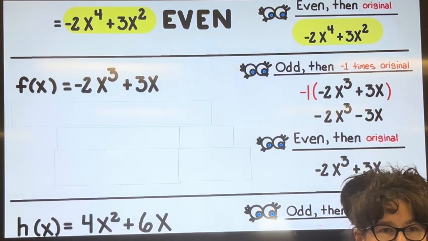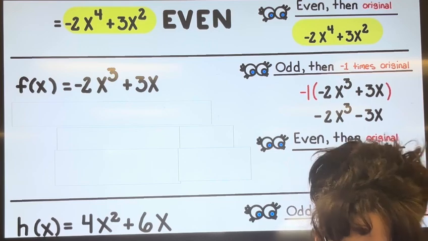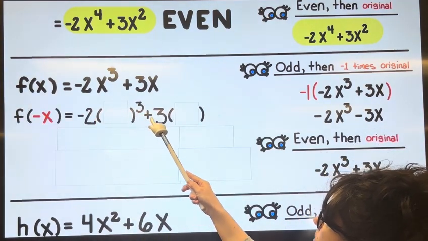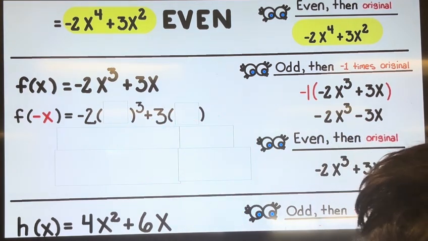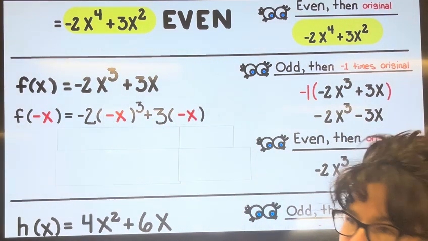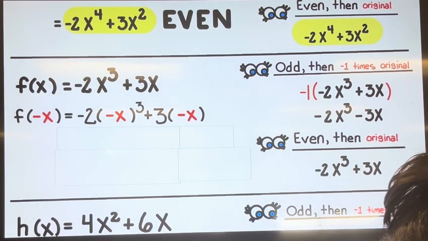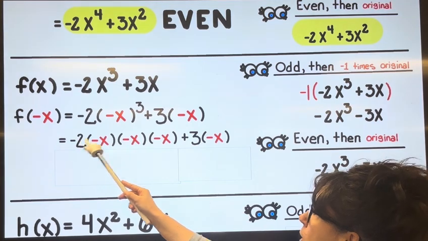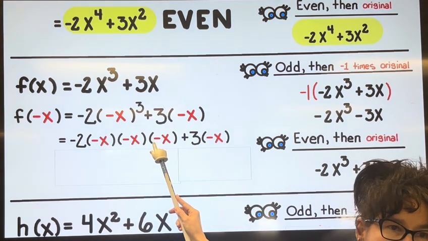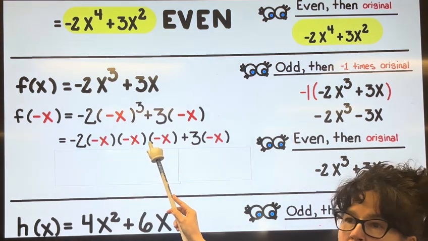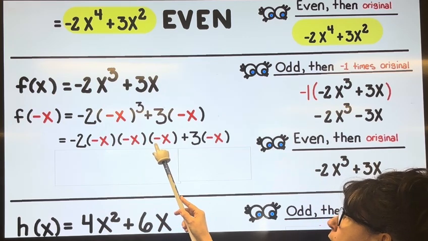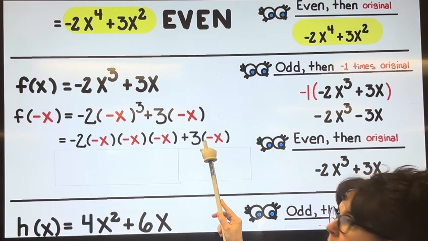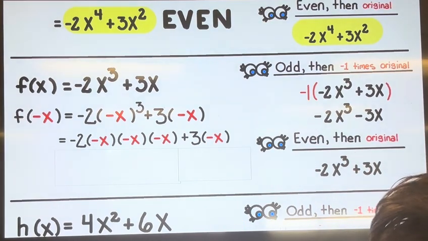Okay, so now let's actually go in and replace every x in the equation with a negative x. So -2x cubed plus 3x, turning those x's into negative x's. Then let's simplify. When I simplify, I have 1, 2, 3, 4 negatives. That's an even, so it's a positive 2x to the 3rd. And then I have 1 negative, so odd amount, so it's negative, minus 3x.